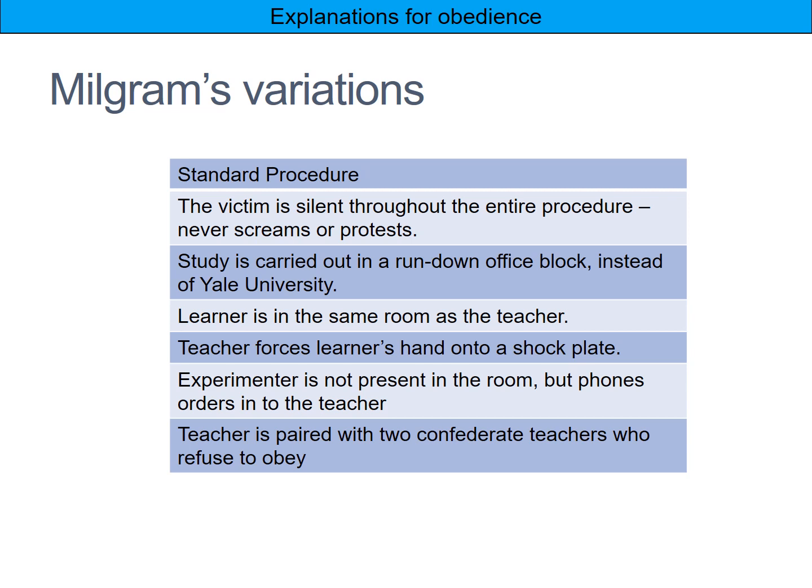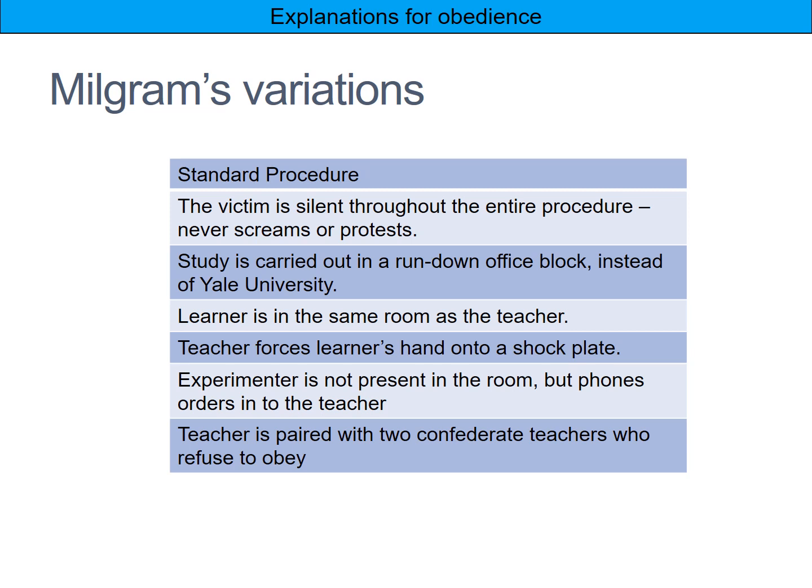Second variation, the study is carried out in a rundown office block instead of Yale University. Bearing in mind Yale University, very prestigious, very well respected. Think about what that's going to do to the obedience rate if it's now run in a shabby rundown office block. Third variation, the learner is placed in the same room as the teacher, so they're no longer in separate rooms, they no longer have a screen between them. The learner's right there in the same room as the teacher, so the teacher can see exactly what impact their actions are having. Again, think about what that's going to do to the obedience rate.